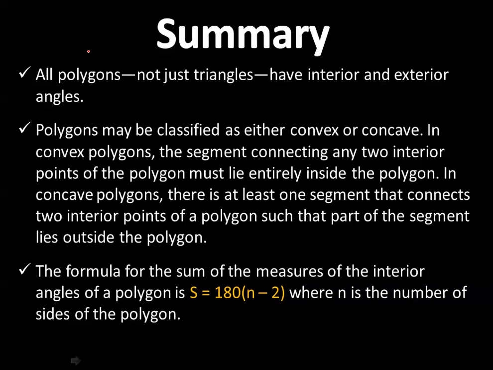To summarize this lesson: all polygons, not just triangles, have interior and exterior angles. Polygons are classified as either convex or concave. And then the formula for finding the sum of the interior angles is 180 multiplied by the difference of n and 2.